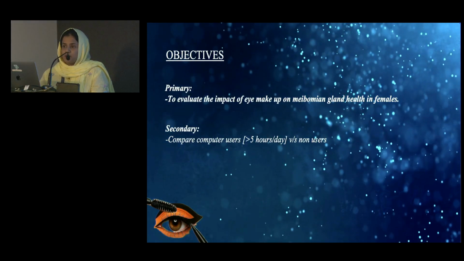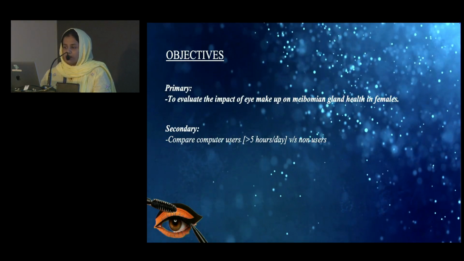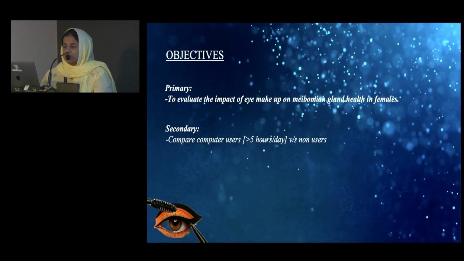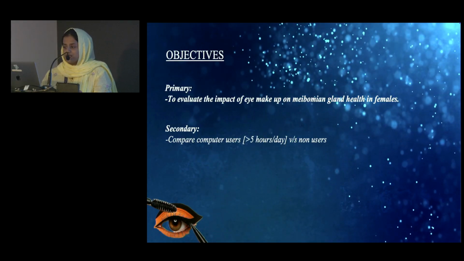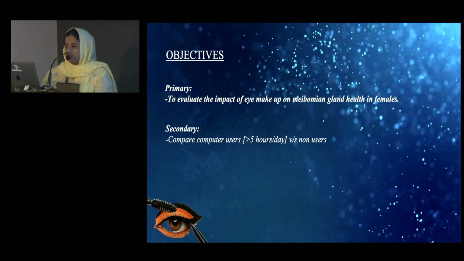So, our primary objective was to evaluate the impact of eye makeup on meibomian gland health in females, and the secondary objective was to compare the gland function between heavy screen users, defined as more than 5 hours per day, and those with lesser screen exposure.